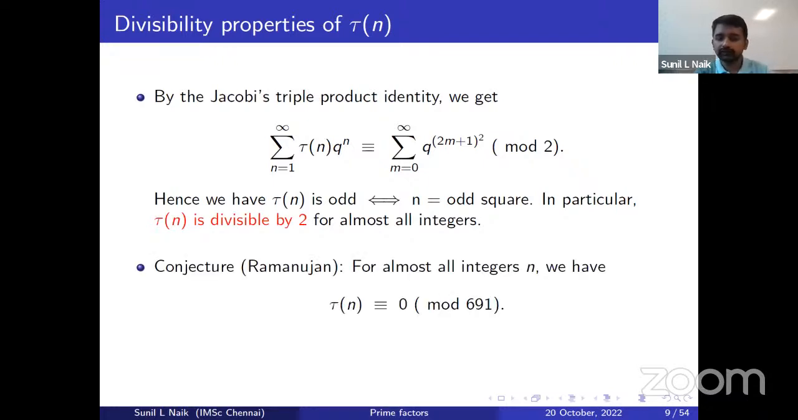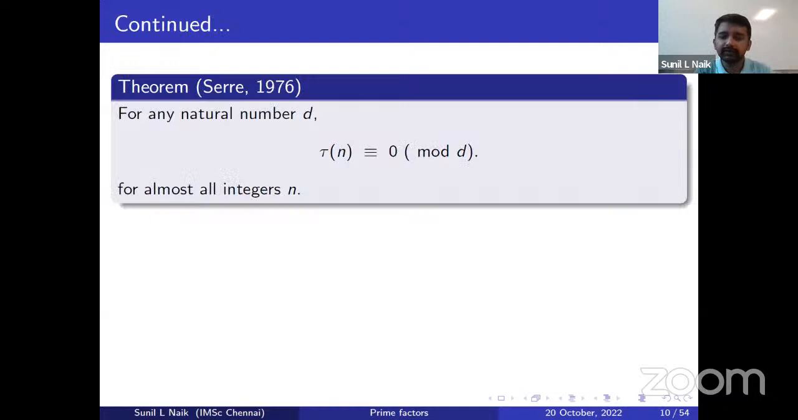And Ramanujan also conjectured that for almost all integers n, tau of n is divisible by 691. This was verified by Watson in 1935. This result was strengthened by Serre. He showed that tau of n is divisible by d for almost all integers, given any natural number d.